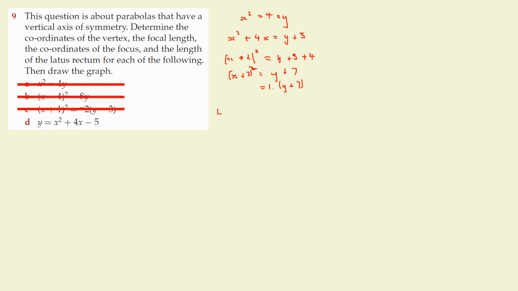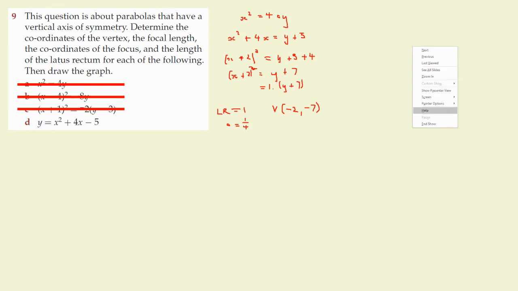4a is 1, so my latus rectum's length is 1. My focal length, a, is always a quarter of that, because remember that 4a is the length of the latus rectum. So the latus rectum is 1. The focal length is a quarter. And the vertex of this one, if we look at what's happened, this time I don't have to worry about the fact I sometimes write these the one way around, because x is first and y is second. But remember, it has a vertical axis of symmetry, this one.